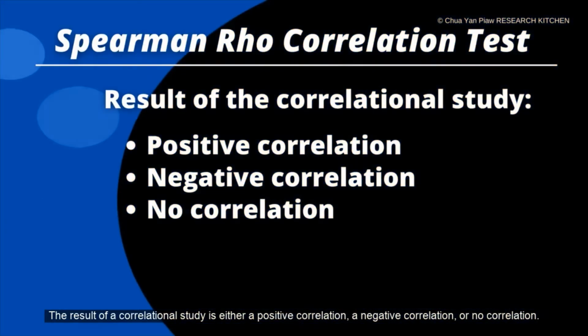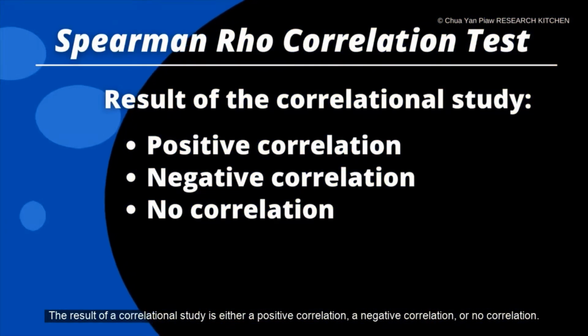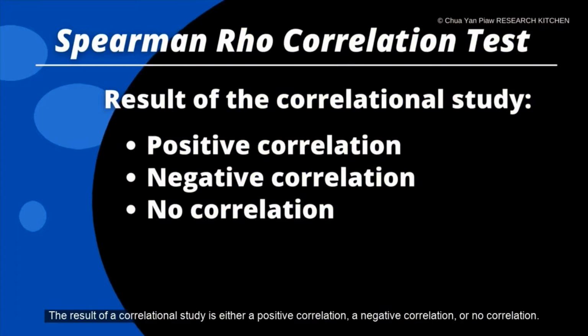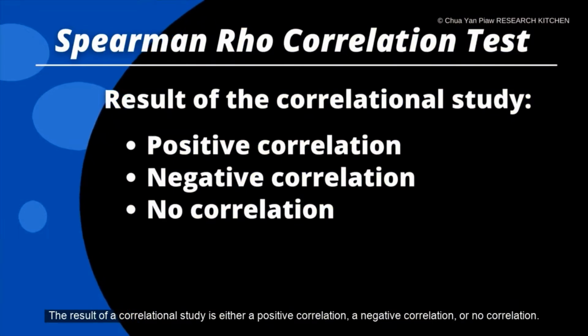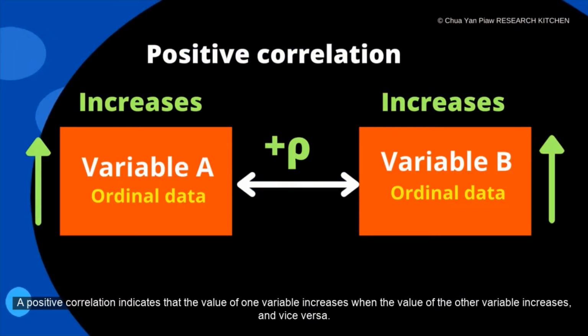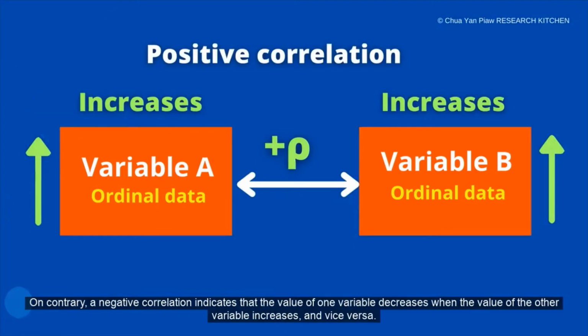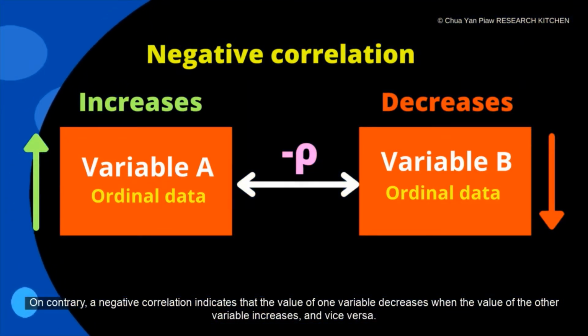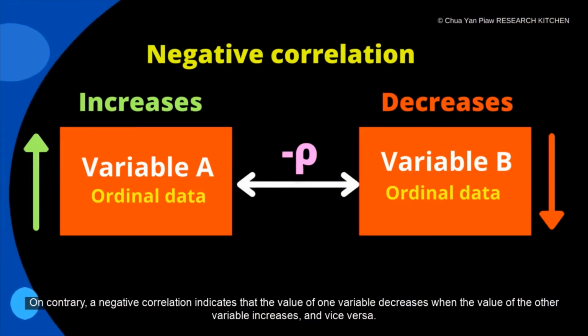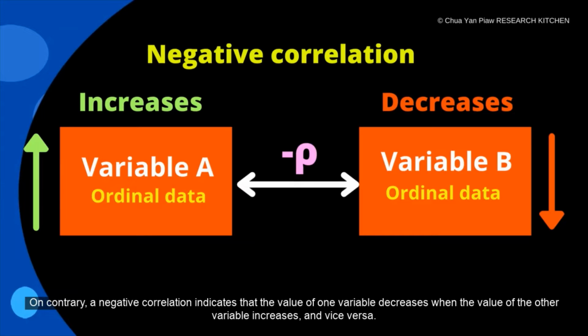The result of a correlational study is either a positive correlation, a negative correlation, or no correlations. A positive correlation indicates that the value of one variable increases when the value of the other variable increases, and vice versa. On the contrary, a negative correlation indicates that the value of one variable decreases when the value of another variable increases, and vice versa.